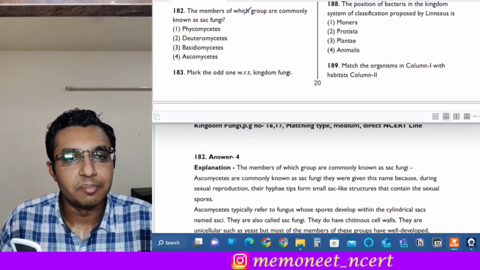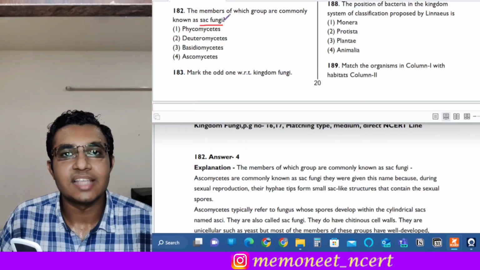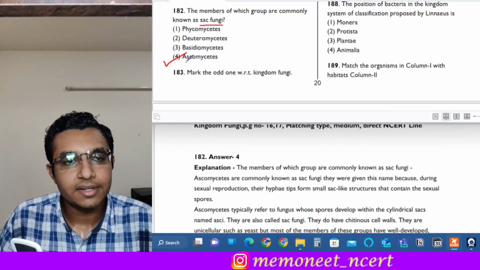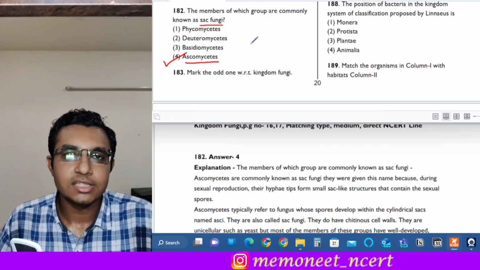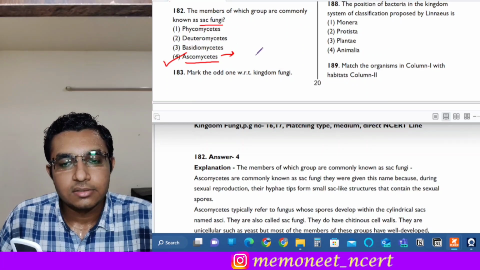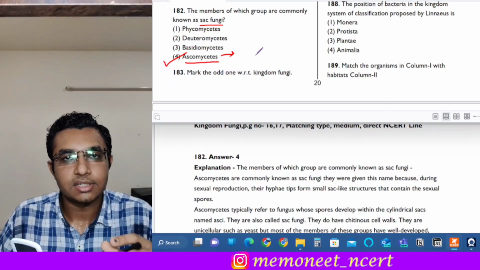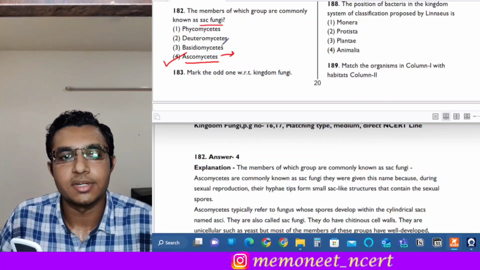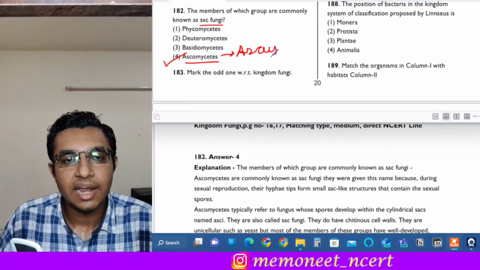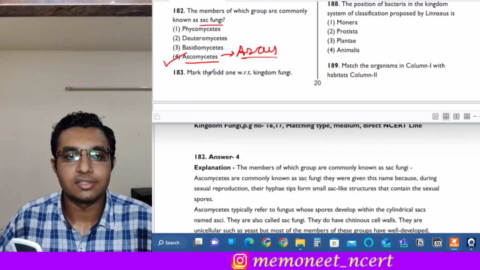It states that the members of which group are commonly called sac fungi. So sac fungi is a typical name of which group? Yes, you identified it correctly. It is Ascomycetes. And why are the Ascomycetes called sac fungi? Because they contain the sac. During sexual reproduction, they form small sac-like structures in which the sexual spores are present, and these sac-like structures are called ascus, and in them the sexual spores develop. So the sac fungi are the ascomycetes.